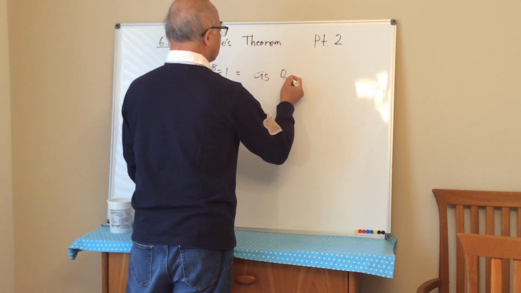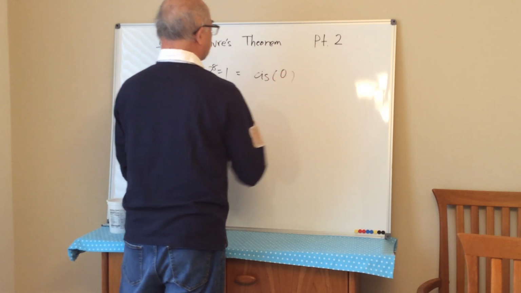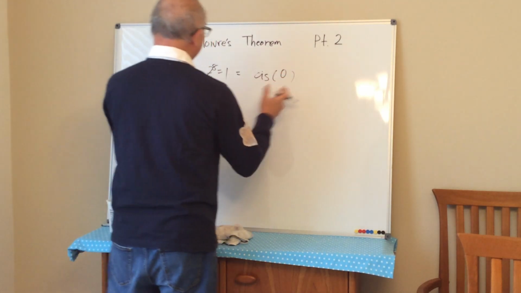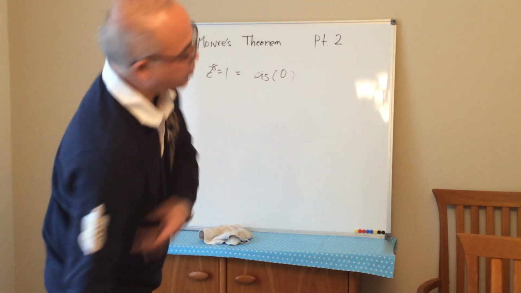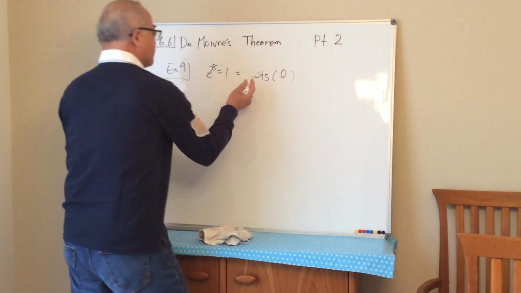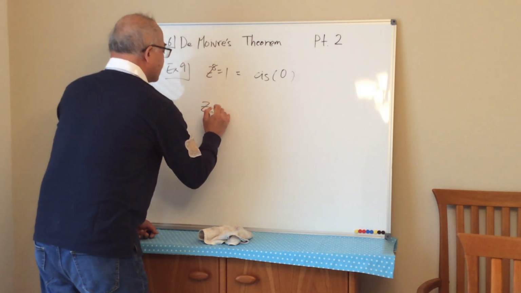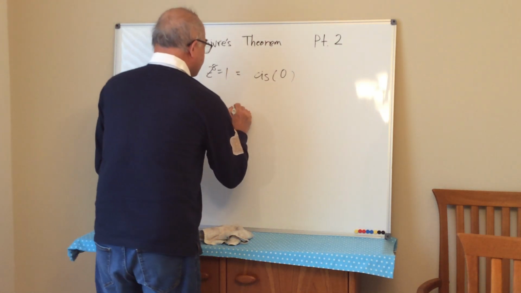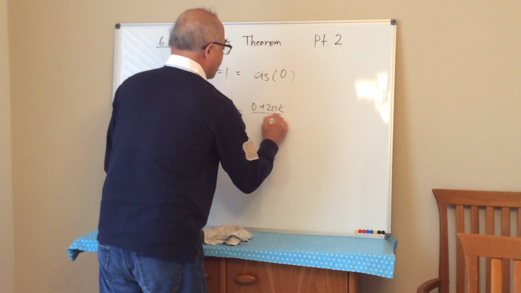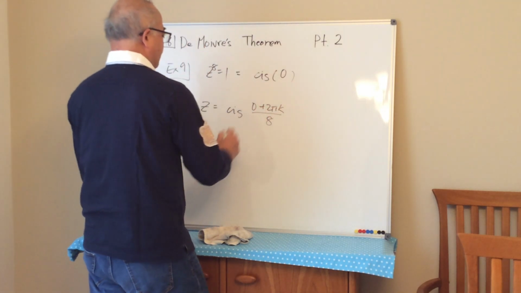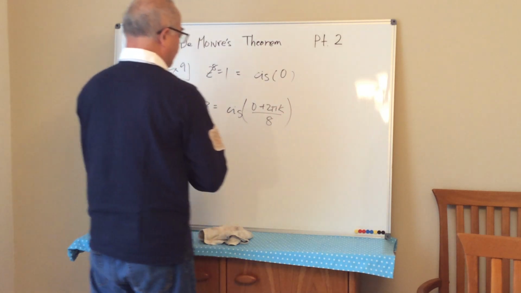Or you take 2 pi, whichever one you want. Book says, what goes with 2 pi? What goes with 0? Okay, we're good. 0. Okay, so z is equal to CIS 0 plus 2 pi k over 8. Right?